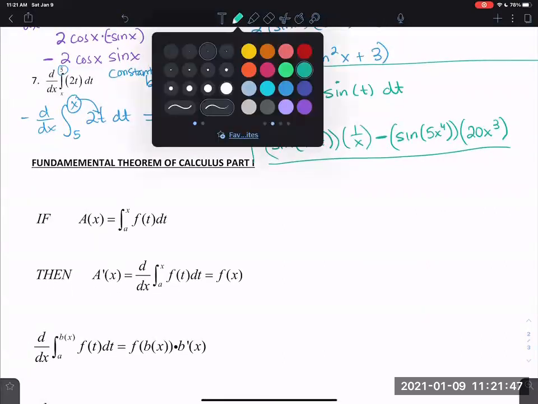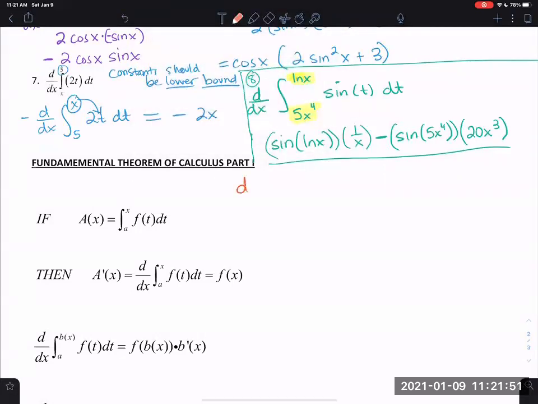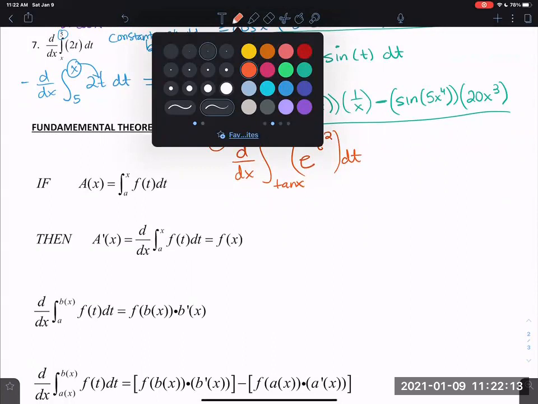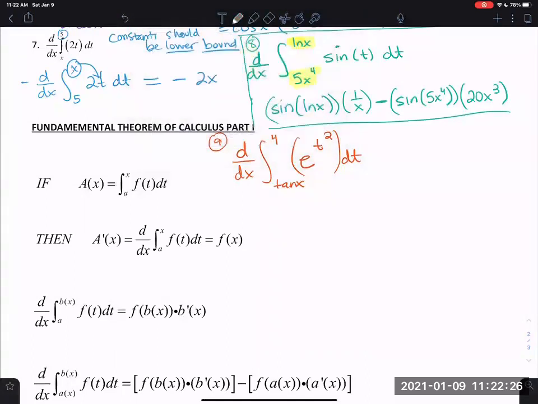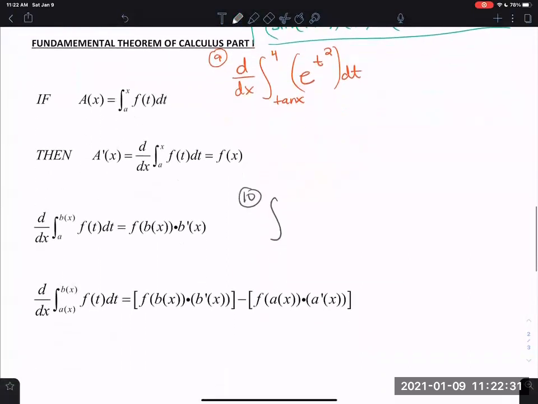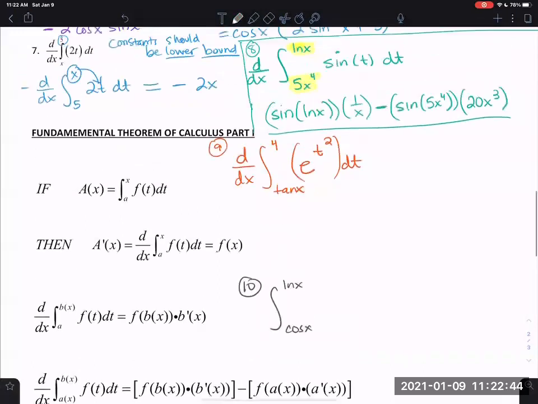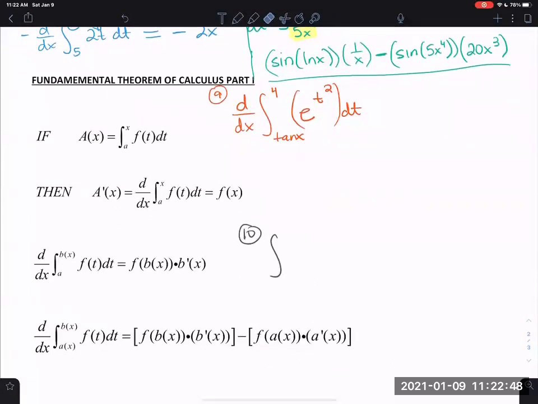Let's put up one more of those. Okay, we'll do one more. How about tan x and 4 e to the t squared dt? I will do another two functions. So while I'm writing out another one, why don't you try and do 9? Since I made that one the upper one, let's switch that around.